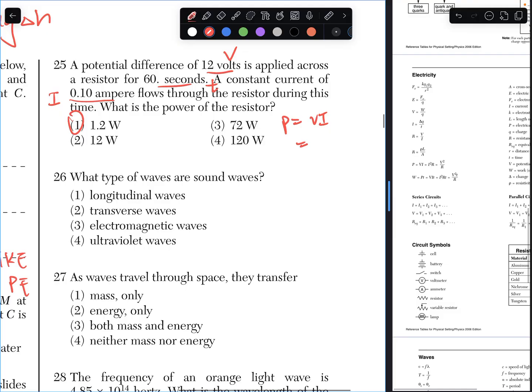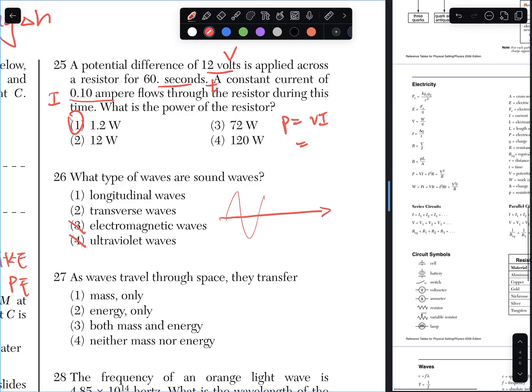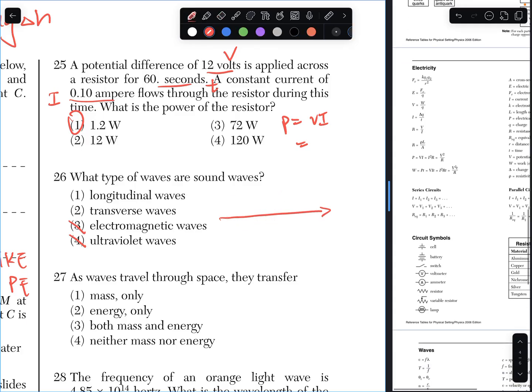Okay, what type of waves are sound waves? You have to remember sound waves are not electromagnetic waves, so it can't be ultraviolet waves, because UV rays are part of the electromagnetic spectrum. So is it longitudinal or transverse? That is about how the particles move. If this is the direction of motion, transverse waves will move up and down. If it's longitudinal, it will move side to side. So sound waves are actually longitudinal. They move side to side. The answer is choice 1.